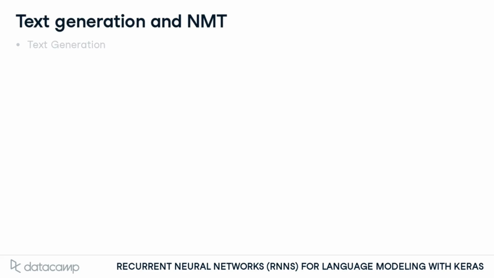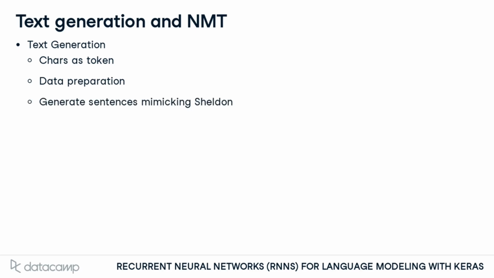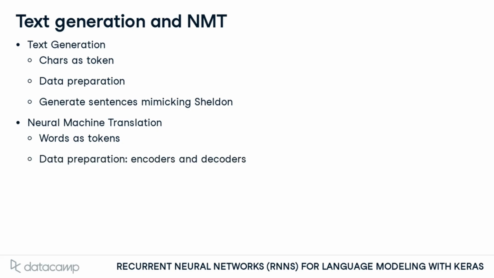In text generation, you used characters as tokens and learned the necessary steps to transform the text into sequences of characters and next character arrays. Also, you created a function to generate sentences mimicking Sheldon from the Big Bang Theory. In neural machine translation, you used words as tokens, learned how to prepare the different languages' text data as encoder and decoder. Then you learned how to build an NMT model in Keras and used it to translate Portuguese small sentences into English.